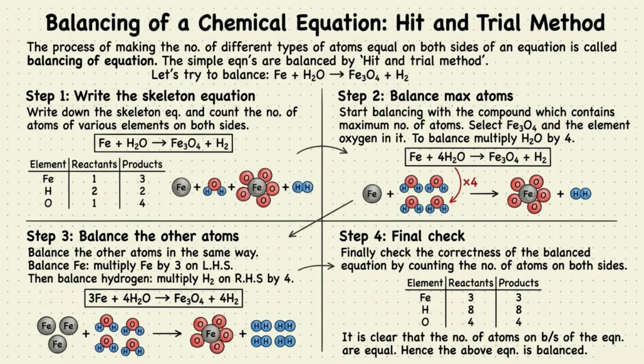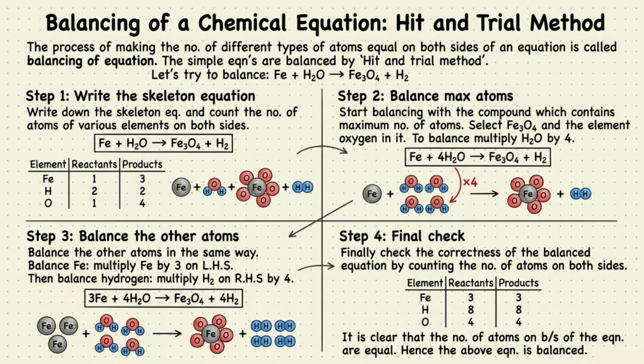Finally, step 4. The final check. We count the atoms on both sides one last time together. Iron is 3 on the left, 3 on the right. Hydrogen is 8 on the left, 8 on the right. Oxygen is 4 on the left, 4 on the right. The number of atoms on both sides of the equation are completely equal. Hence, the equation is officially balanced. Take a deep breath, students. You just balanced a complex equation.